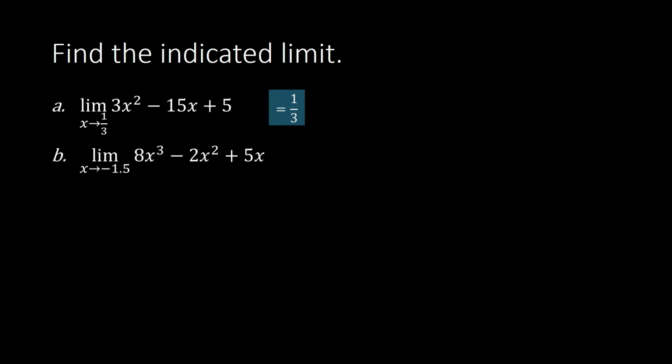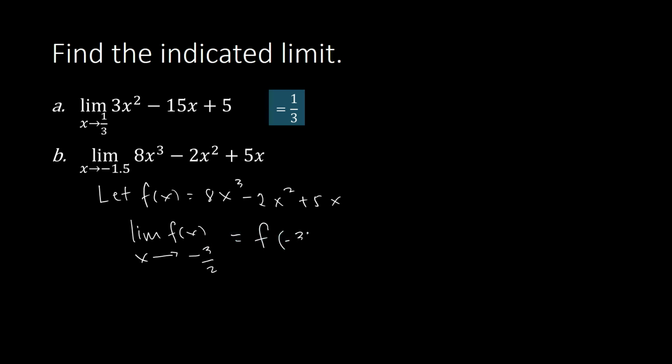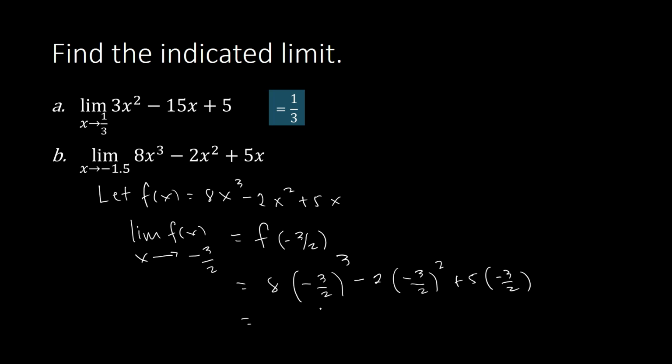Get the limit of 8 times x cubed minus 2 times x squared plus 5 times x as x approaches negative 1.5. So negative 1.5, okay, that is just negative 3/2. So we can get the limit of this without using a calculator. So we will work with fractions here. So 1/2 cube is 1/8. So 8 divided by 8 is 1. So we are left with negative 27.